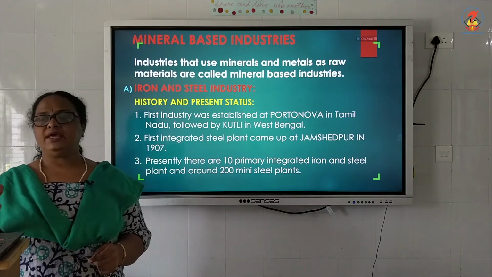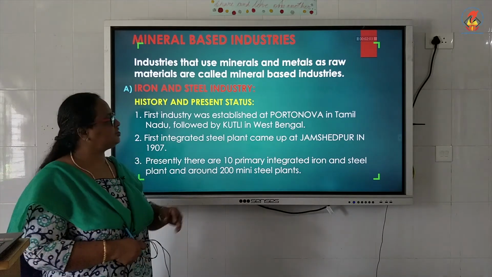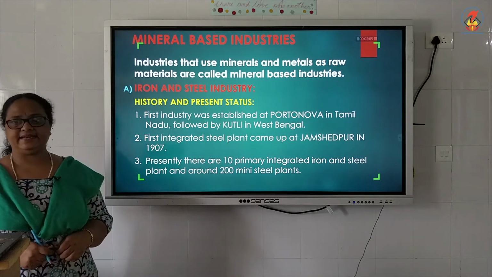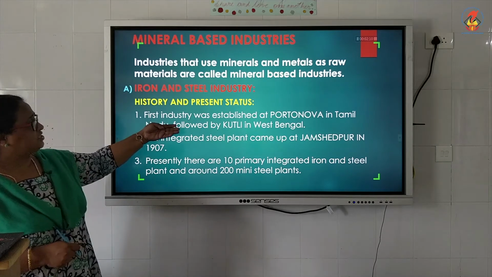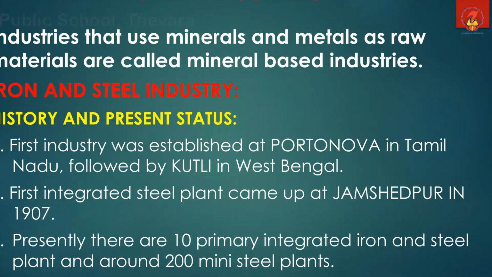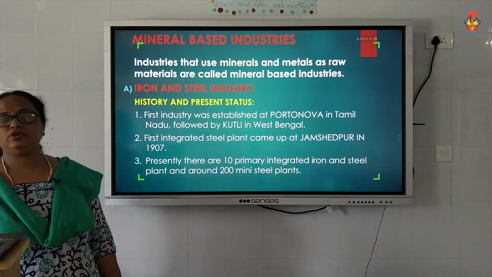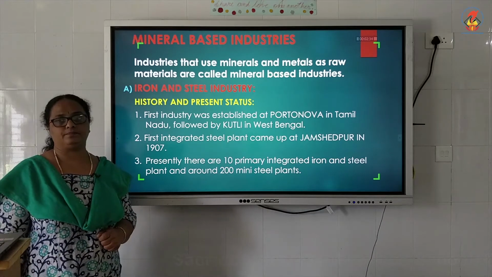Let's go to the history and the present status of the iron and steel industry. The first industry was established at Porto Novo in Tamil Nadu, followed by Kulti in West Bengal. That is one of the iron and steel industries.